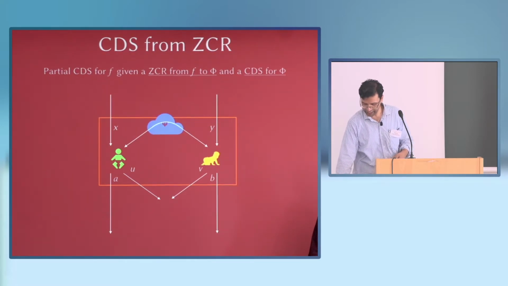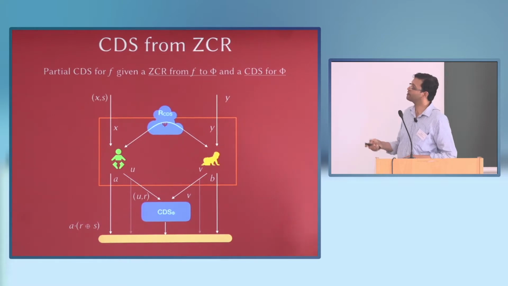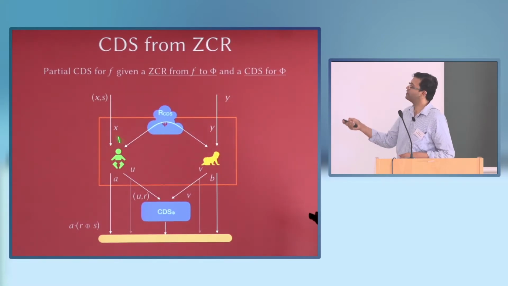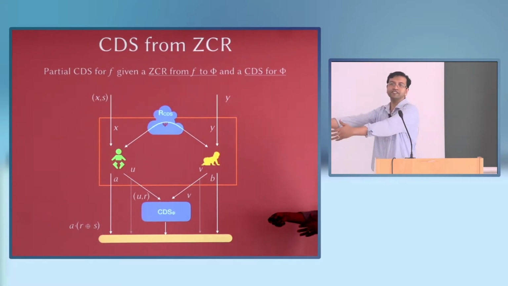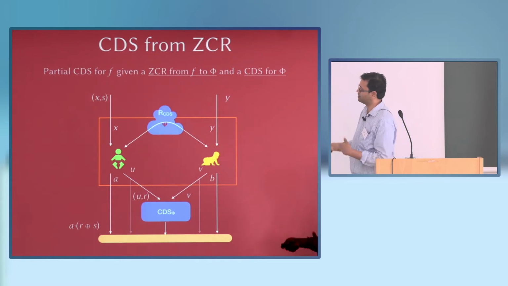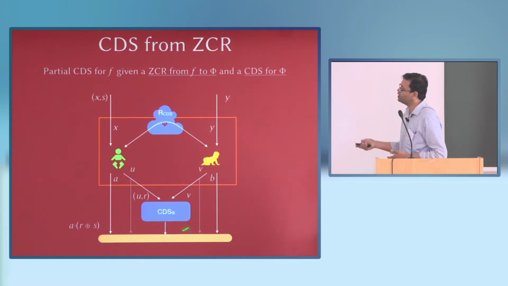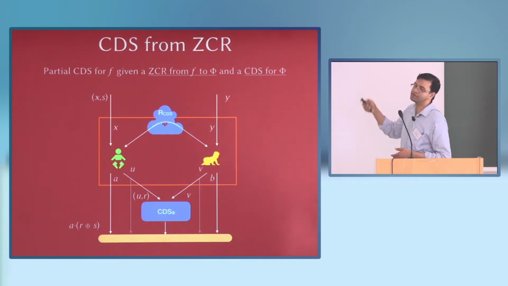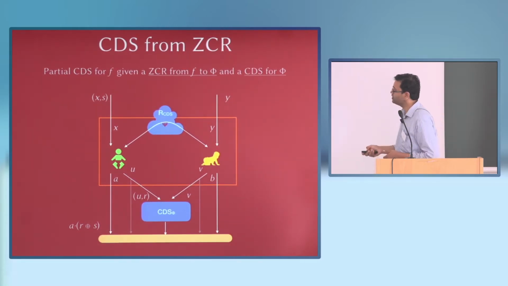How do I use this for building a CDS? So to build the CDS, I get some secret also, which I keep on the side. I run this ZCR protocol. Whatever UV I get, now I don't have this predicate to help me tell whether phi of UV equal to 1 or not, but instead I will use a CDS. So I'll need a CDS for this new predicate phi. So this is a reduction from F to phi in the CDS world now.